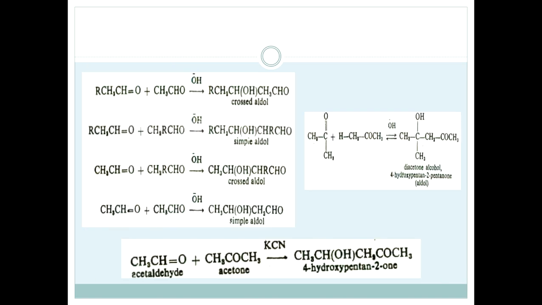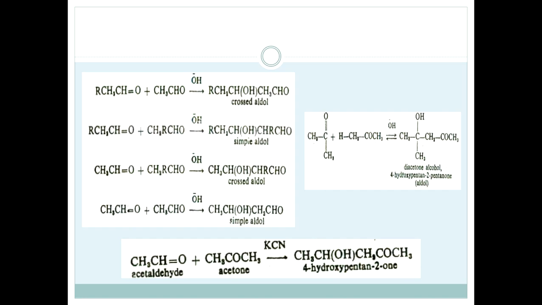So, when a mixture of two different aldehydes, each possessing an alpha hydrogen, is treated with a base, 4 different aldol products are formed. Aldol condensation takes place with aldehydes having at least one alpha hydrogen, but not at all with those having no alpha hydrogens.